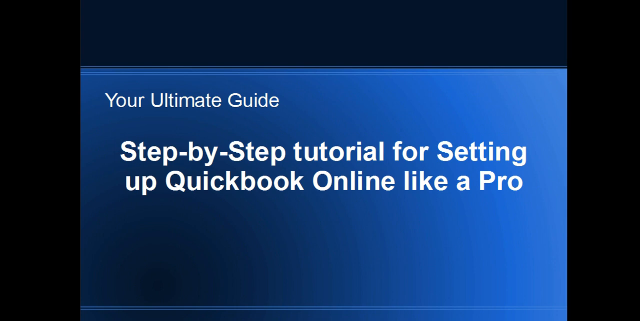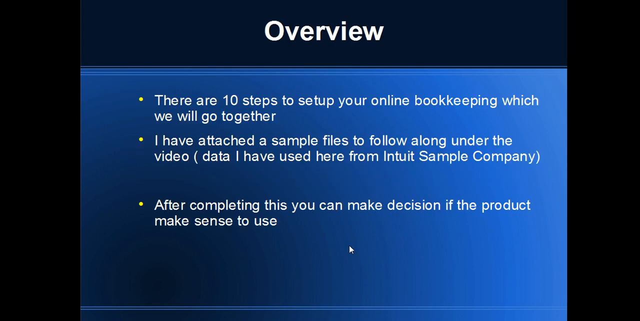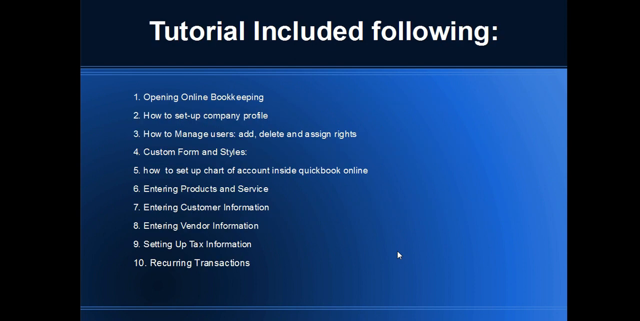So this tutorial has 10 steps and I have attached the sample files to follow along under the video. The data I have used here is from the Intuit sample company. And the 10 sections are opening an online bookkeeping account and how to set it up, company profile, how to manage users, custom forms and styles, how to set up chart of accounts, entering product and service, entering customer information, entering vendor information, setting up tax information, and setting up recurrent transactions.